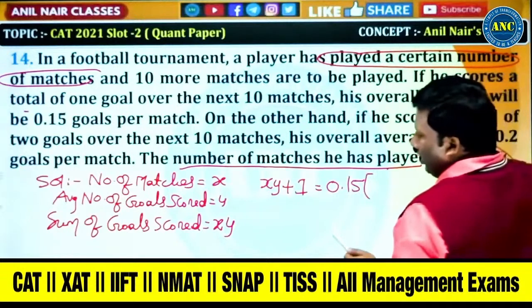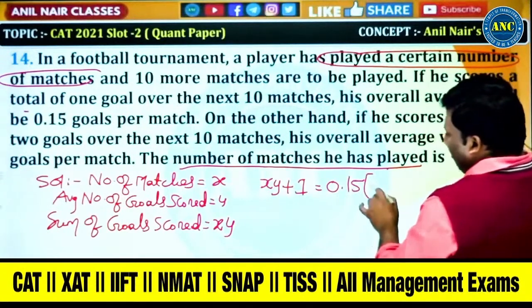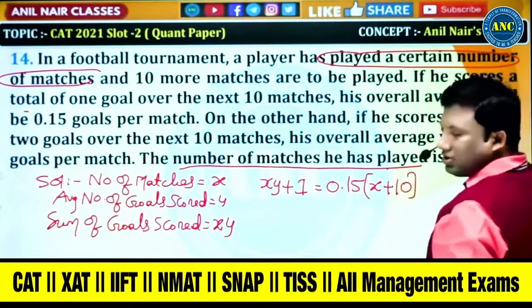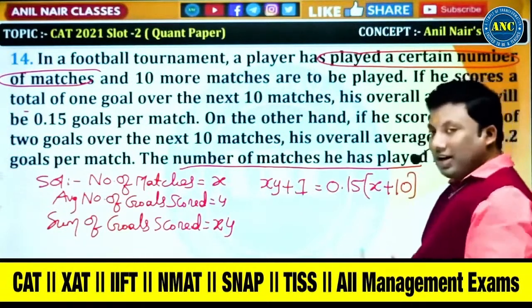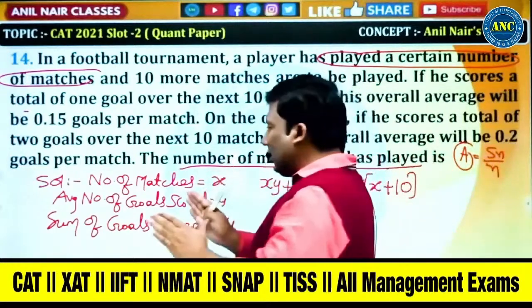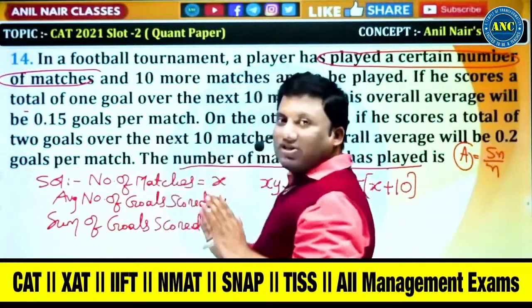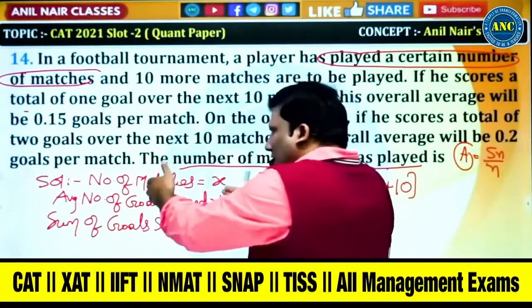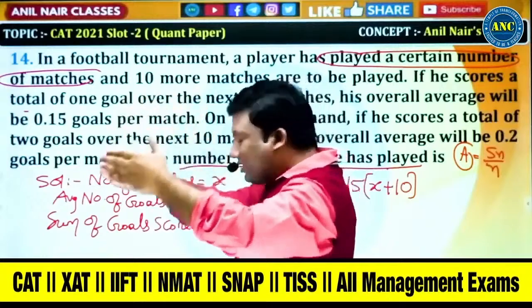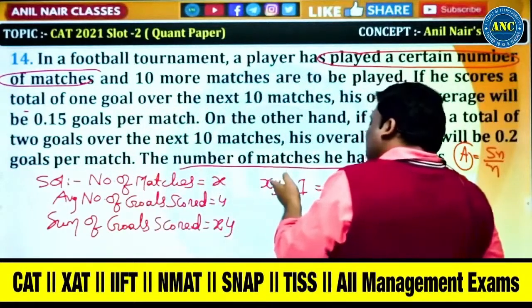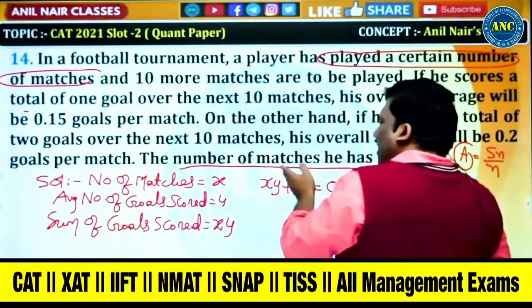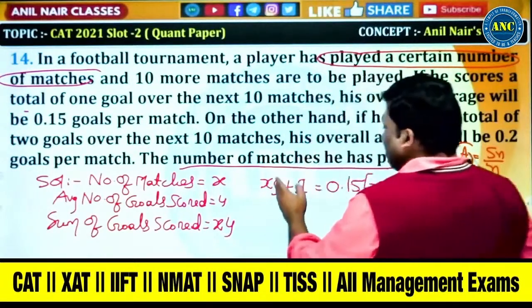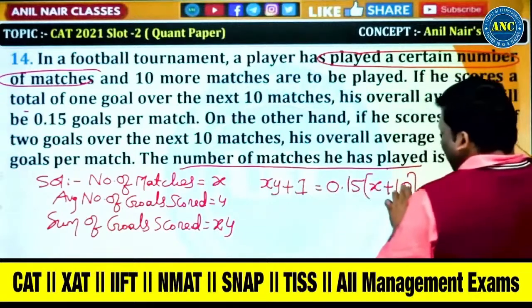So how many goals, how many matches? Already he played X. Now he will play 10 more matches. I hope the idea is clear. Again I am explaining. First there are some matches he played, which is X. How many goals he scored? Which is Y. So total goals scored till X matches is XY. He is playing 10 more matches. In the 10 more matches, how many goals did he score? 1.